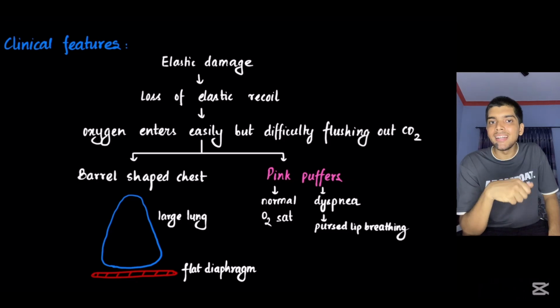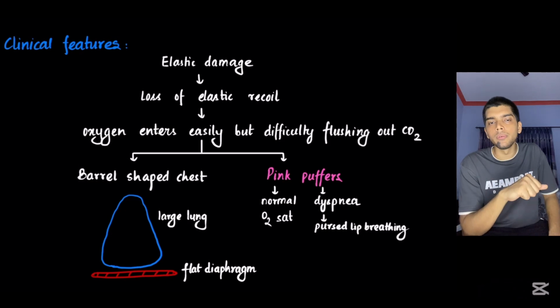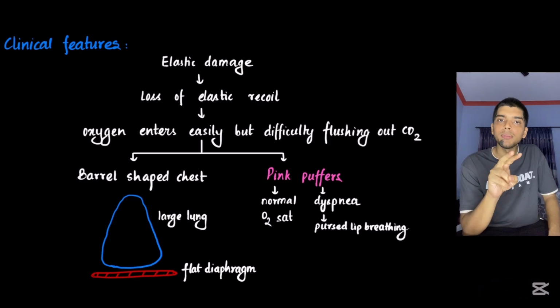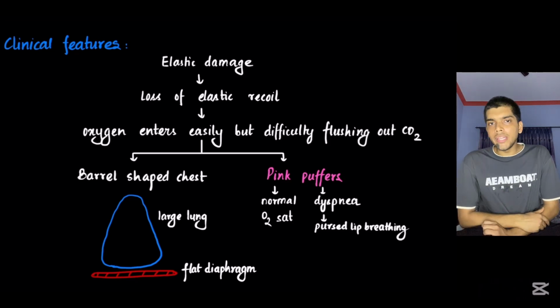Microscopically, 3 terms: destruction leading to floating septa, dilation leading to large acinus, large alveoli, and fusion leading to increased pores of Kohn. Clinically, 2 things: barrel shaped chest and pink puffer. And we're done with emphysema.